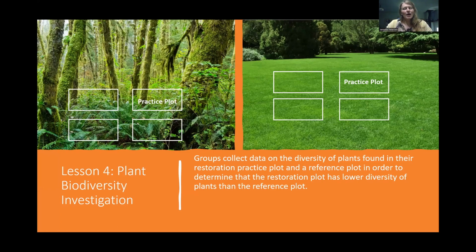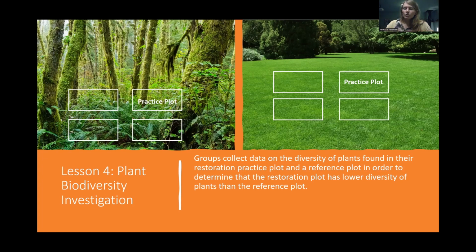Moving right along, we are at lesson 4, the plant biodiversity investigation. So groups are going to collect data on the diversity of plants found in their restoration practice plot and a reference plot in the reference ecosystem in order to determine that the restoration plot has a lower diversity of plants than the reference plot. So this is another, like lesson 3, foundational important lesson. And it's also a lesson that does take more prep.